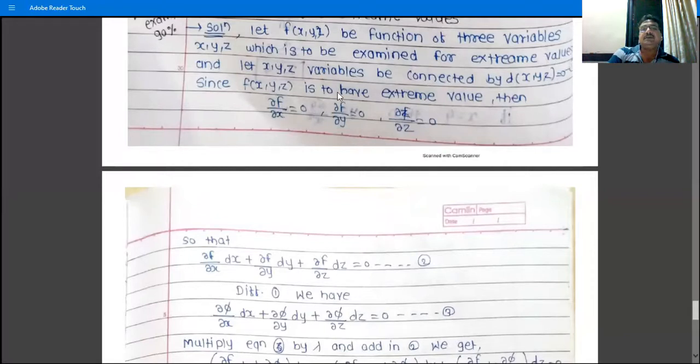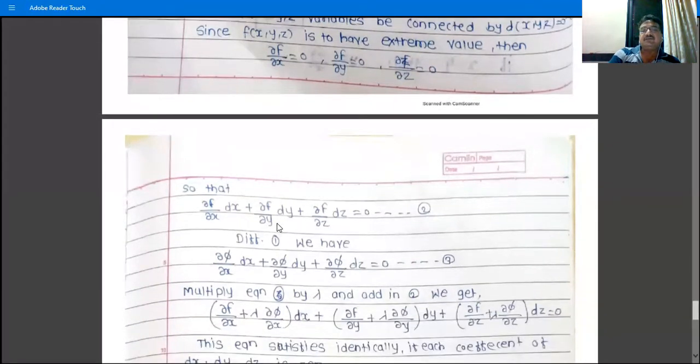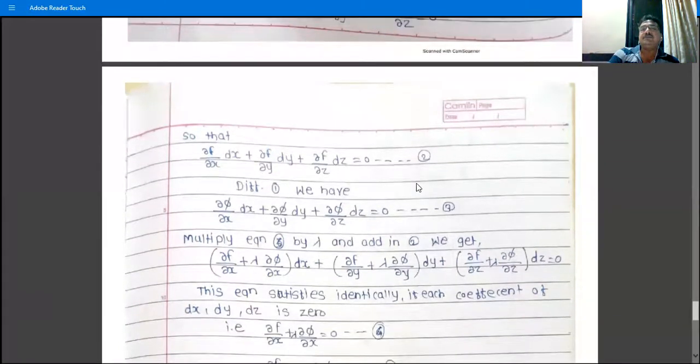So since f(x, y, z) is to have an extreme value, that is, a maximum or minimum value, ∂f/∂x is 0, ∂f/∂y is 0, ∂f/∂z is equal to 0. So that we have ∂f/∂x dx + ∂f/∂y dy + ∂f/∂z dz equal to 0, because all these partial derivatives are 0. This is the complete derivative. This is, suppose, equation number 2.